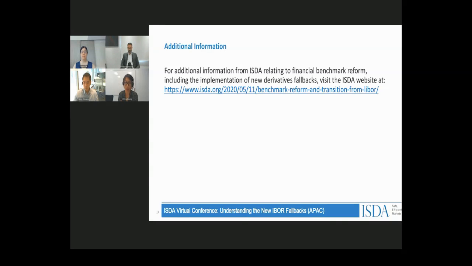So for bank bespoke mini master agreements or private bank mini master agreements, you're going to have to put in bespoke changes to those documents.